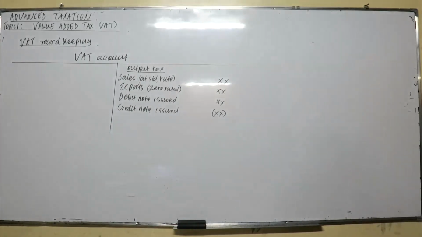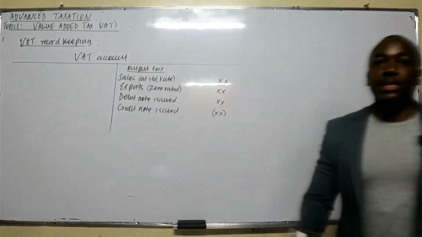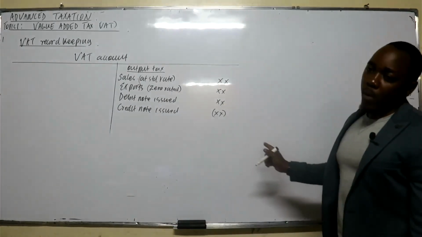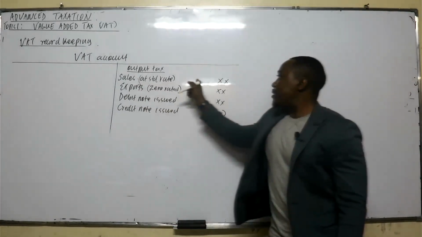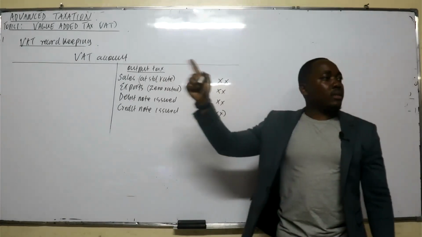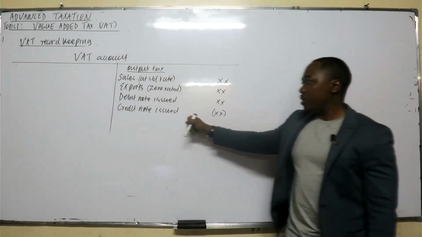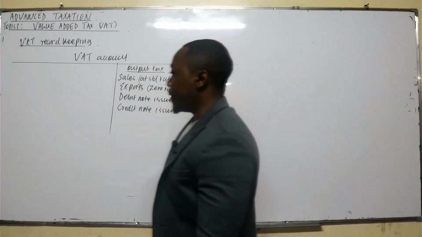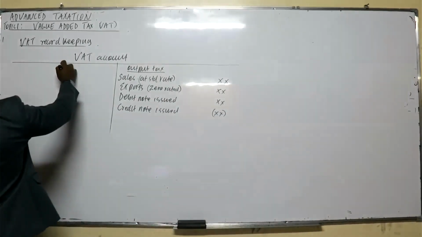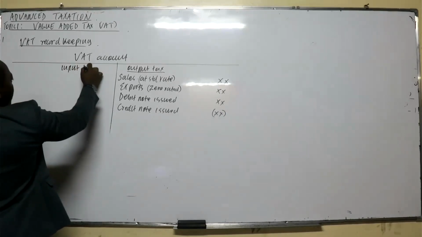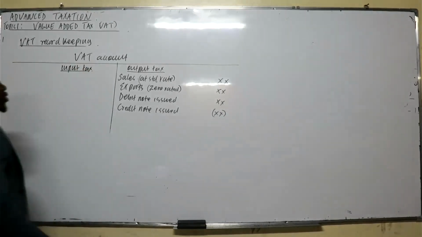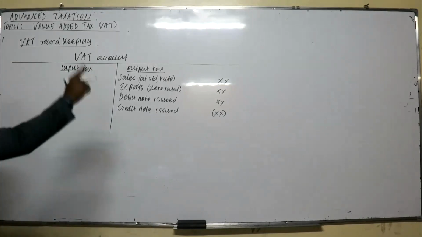Returns, correct? We have two returns, return inwards and return outwards. So this is return inwards. In this case, you had already made a sale, but the customer returned the goods. So that's why you're deducting. So we have the credit note issued. Then here we have the input tax.